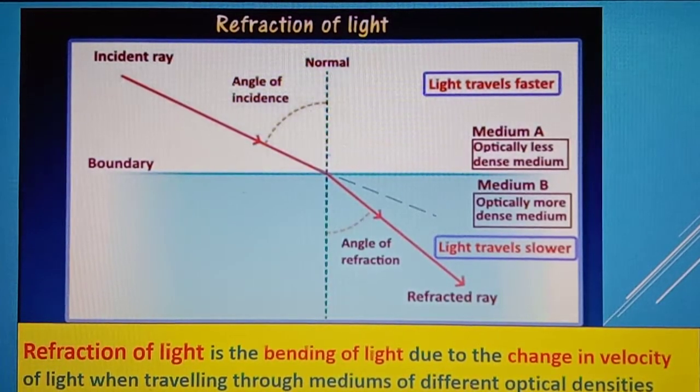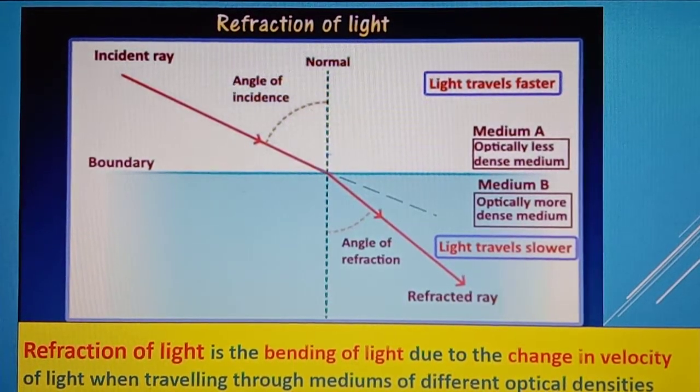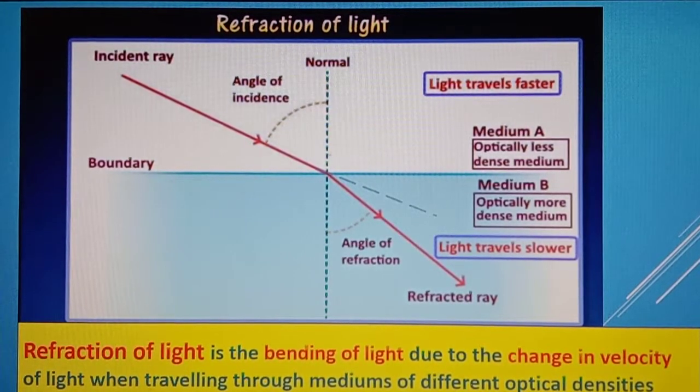What is the meaning of refraction of light? As we know, light always travels in a straight line. That's why our line of vision is also a straight line. So what is the meaning of refraction of light? It is the bending of light due to change in the velocity of light when traveling through mediums of different optical densities. So when there is a change in the density of the medium, it will cause a change in velocity. When there is a change in velocity, it will cause the direction of the light to bend.